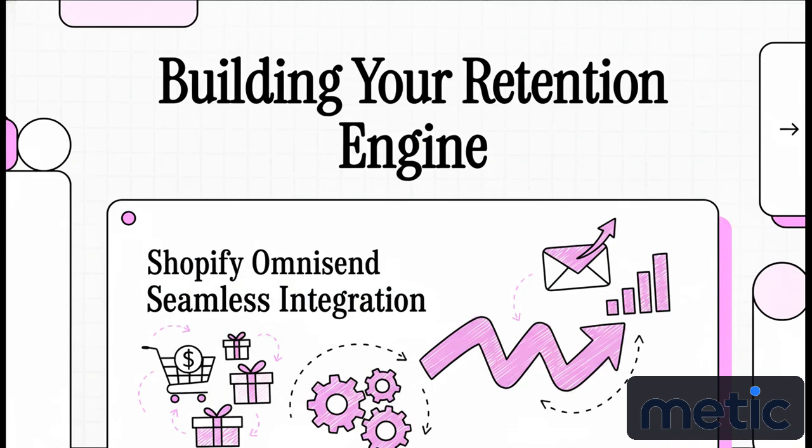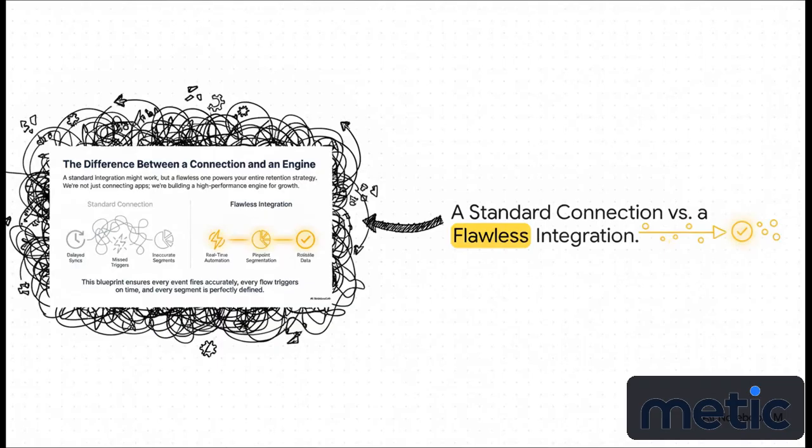All right, let's get right into it. Today, we're doing more than just connecting two apps. We're actually building a powerful business asset. This is your blueprint for taking a simple Shopify and Omnisend connection and turning it into a high-performance retention engine for your business. And this image, this says it all.